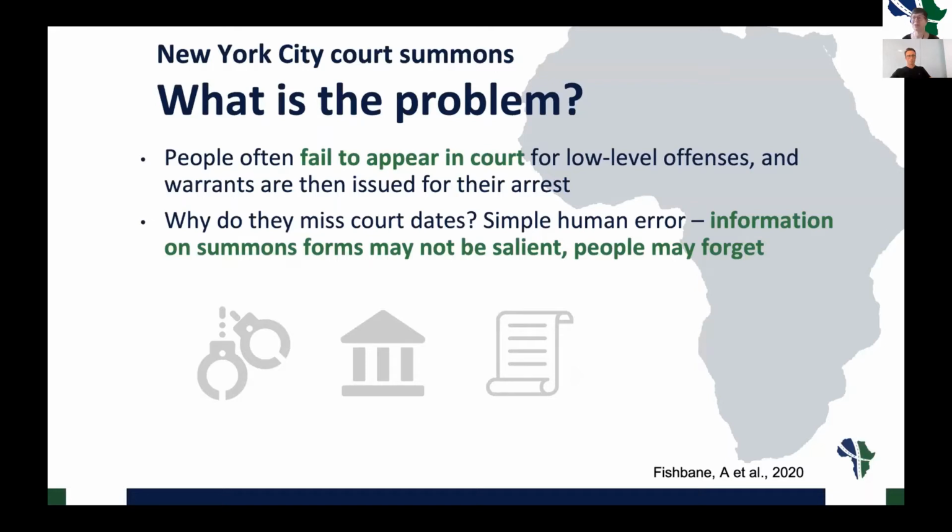If you're arrested or stopped by the police for a small infraction, I think urinating in public is one of them, the police officer writes you up and hands you a form that says you need to appear in court a few days or a few weeks later, even for this minor infraction. One problem is that if you fail to show up for that court appearance, you have an open warrant for arrest. So a much bigger deal than the minor infraction you've just committed.